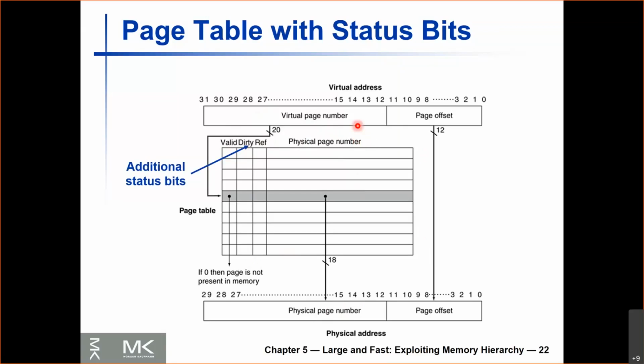Well, let's see. Each entry is going to have a physical page number, so that's around 18 bits. And we're also going to have these 3 bits, the valid, dirty, and status bits. So that's around 21 bits. Okay. So a page table entry is not that large, but how many page table entries do we have?